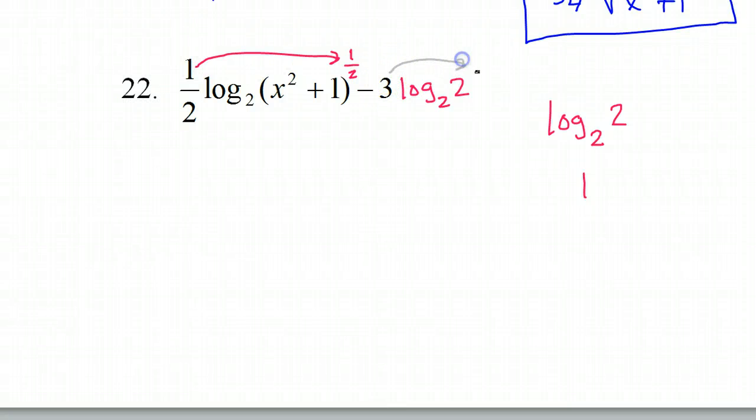But just like I took this 1/2 and put it up here, I can take this 3 and put it over here as a power. So this is going to wind up, 2 to the third power is 8. So that's genius.